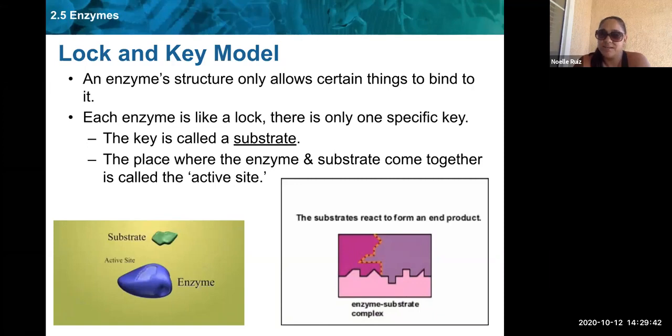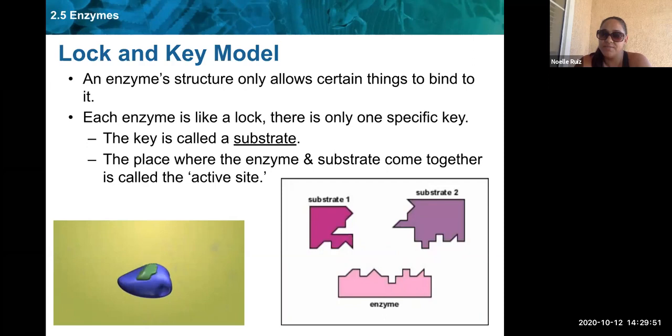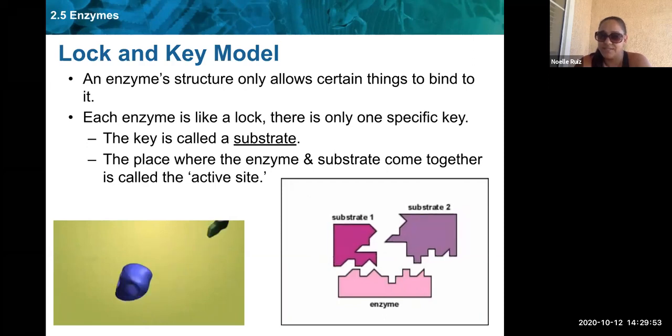Each enzyme is like a lock. There's only one specific key. That key in scientific terms is called the substrate. And the place where enzyme and substrate come together is called the active site.